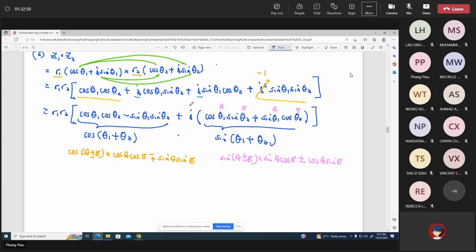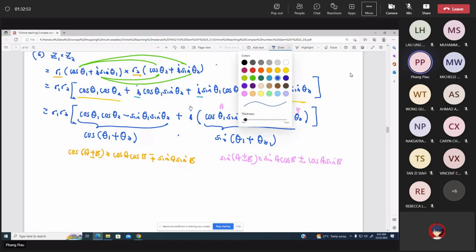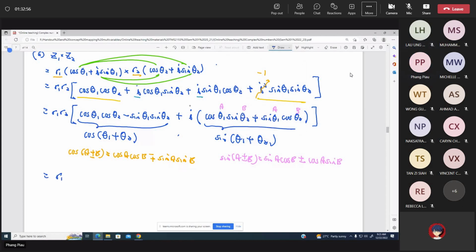Okay. So with that, you can have your form as simple as this now, where it is cos theta 1 plus theta 2 plus i sin theta 1 plus theta 2. And this form, you can put it as a polar form, exponential form, as exponential i theta 1 plus theta 2 by using the Euler formula.